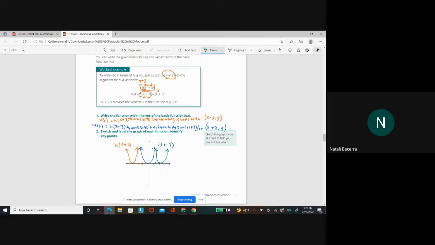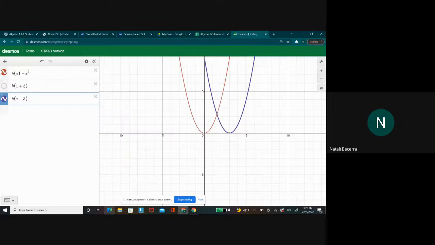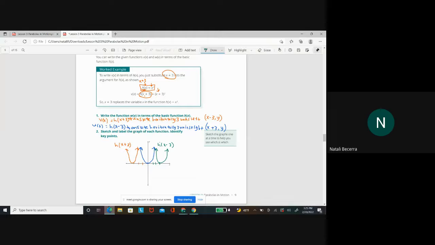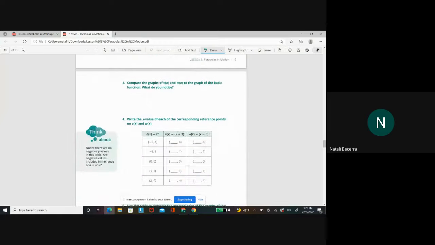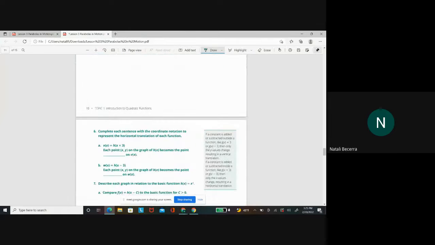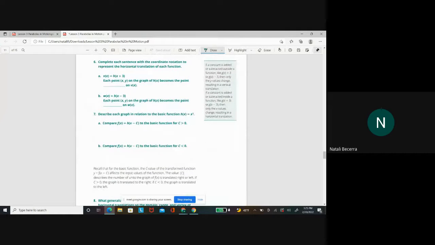So now you should be on page 683. Whoops, where did I go? Right here. So I'm going to go down and we should be on page 683. So this one right here. All right. It says complete each sentence with the coordinate notation to represent the horizontal translation of each function. So v of x equals h of x plus 3. Each point x, y on the graph of h of x becomes the point.